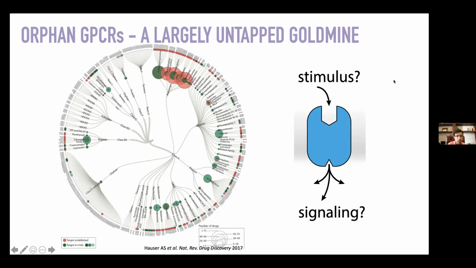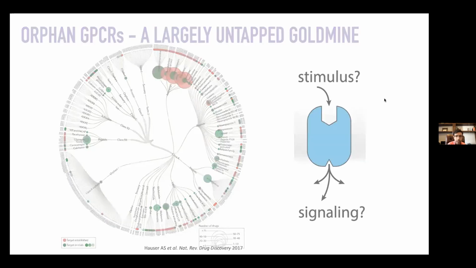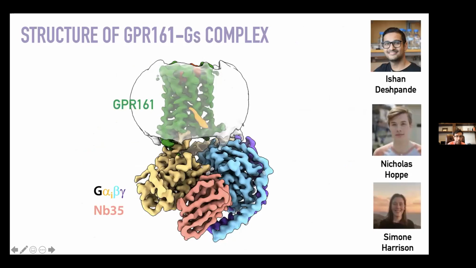And for GPR161, we've had a pretty exciting early success. Ishan Deshpande, again in my lab, working with a really talented rotation student, Simone Harrison, and another graduate student in my lab, Nick Copy, was able to purify GPR161, again bound to, in this case, a type of GS heterotrimeric G protein, and one of these nanobodies that the Kobilka lab had developed many years ago to lock everything together.